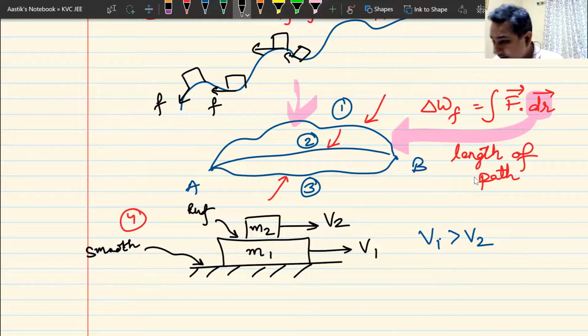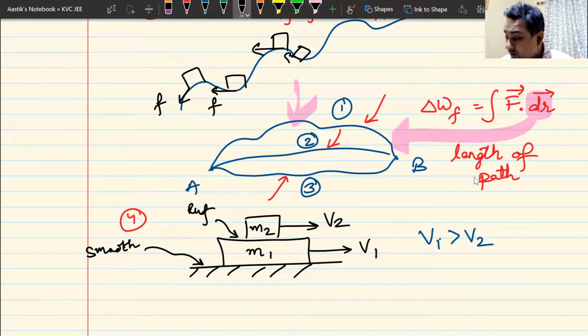The second question is, what will be the direction of friction on block 1? What will be the direction of friction on block 2? If you understand this, you will understand the next point. The best way to understand a point is with an example.